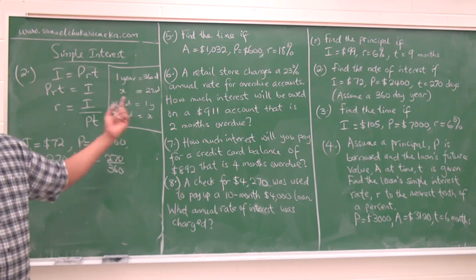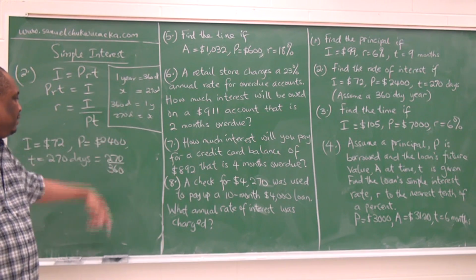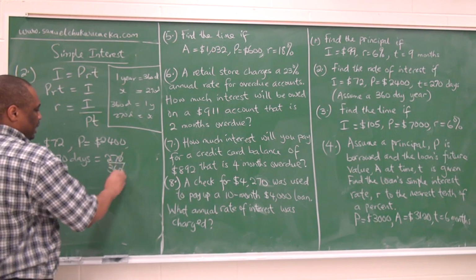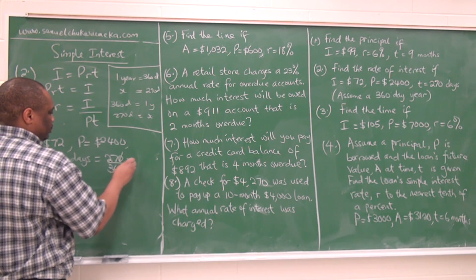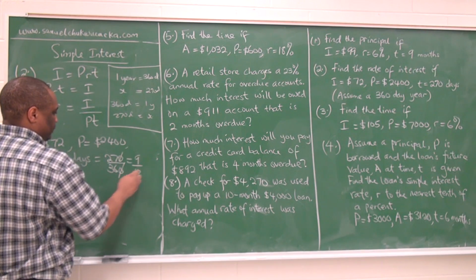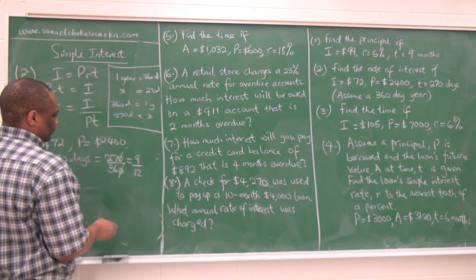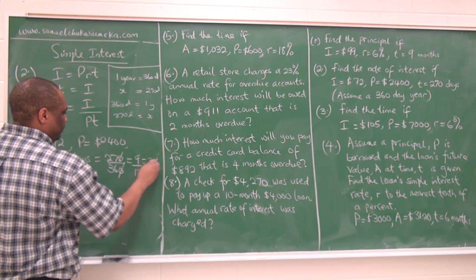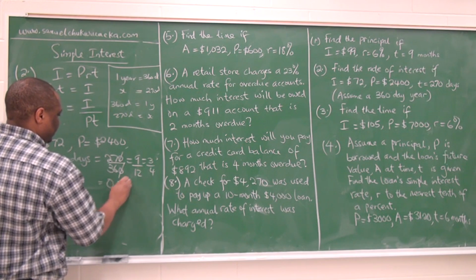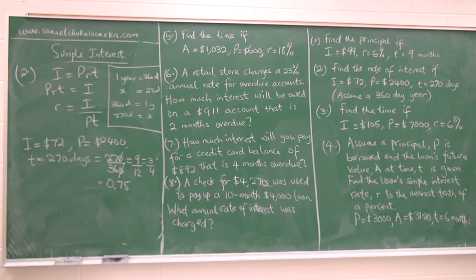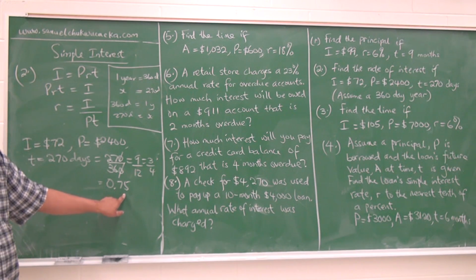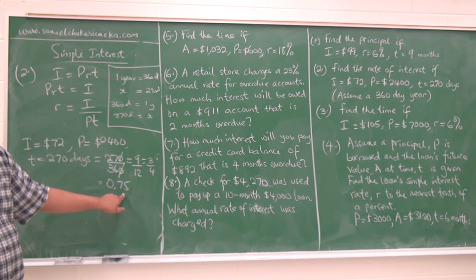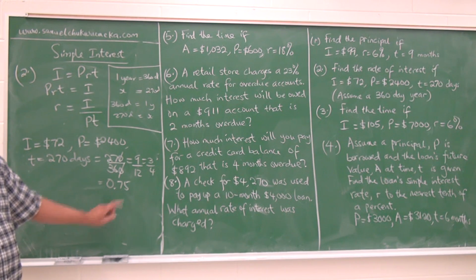So you now do cross product. Get your x, 270 over 360. And this will be what? 3 into 27 is 9 over 12. And that will still give what? 3 over 4, which is 0.75. Okay? So we are lucky. It is not a repeating decimal. Now, if it is a repeating decimal, we change the way we do it.